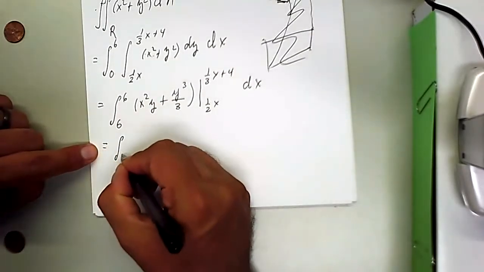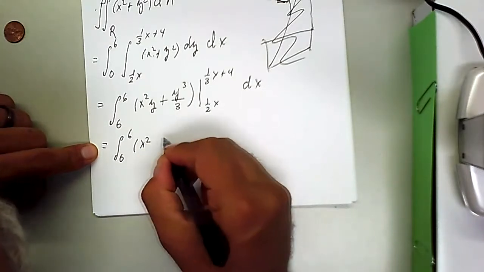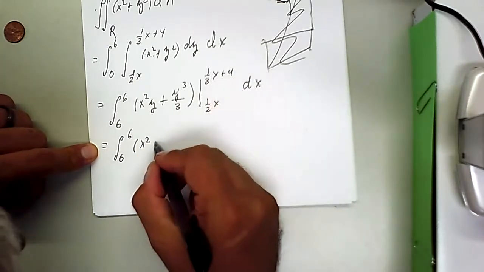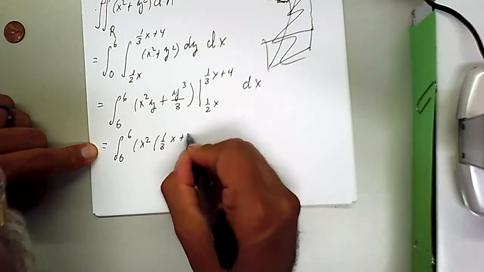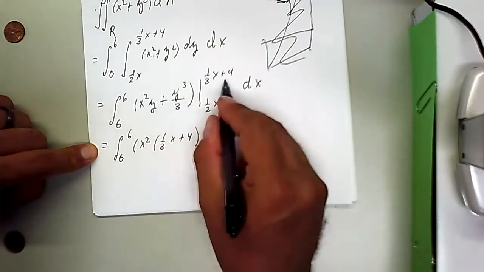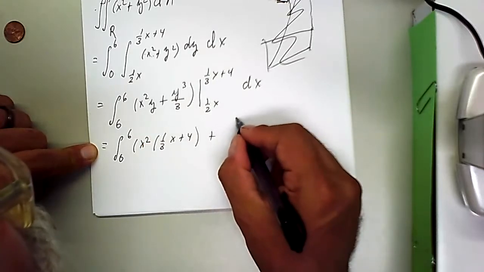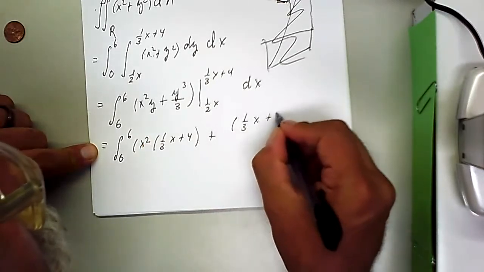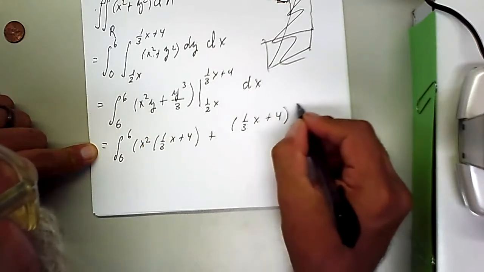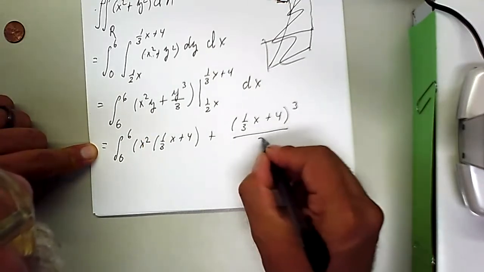Okay, so that is from 0 to 6, x squared. And then we're going to plug that on top, 1/3 x plus 4, in for y, plus (1/3 x plus 4) cubed over 3.